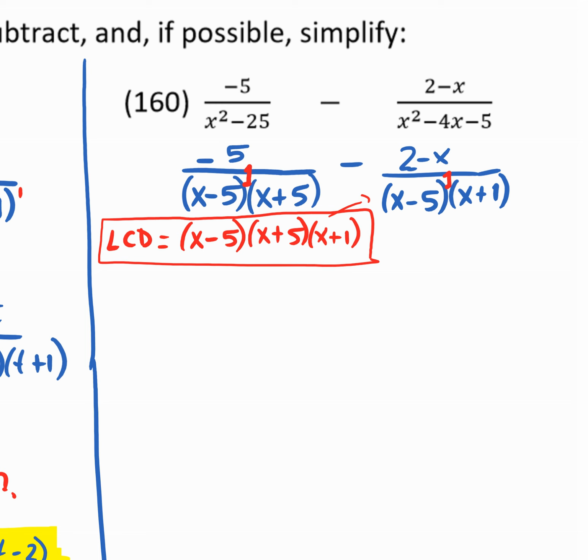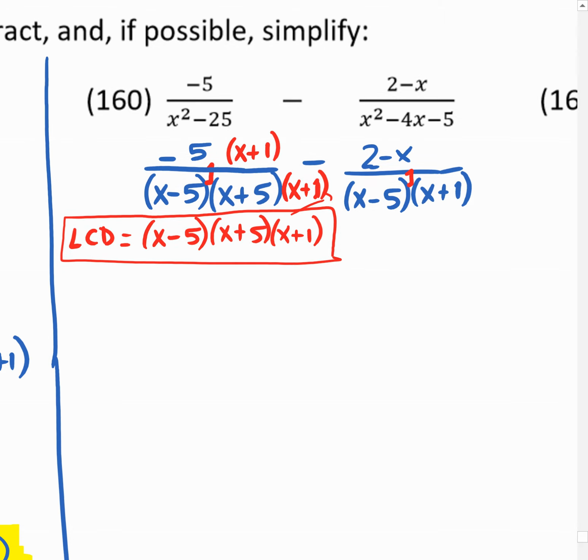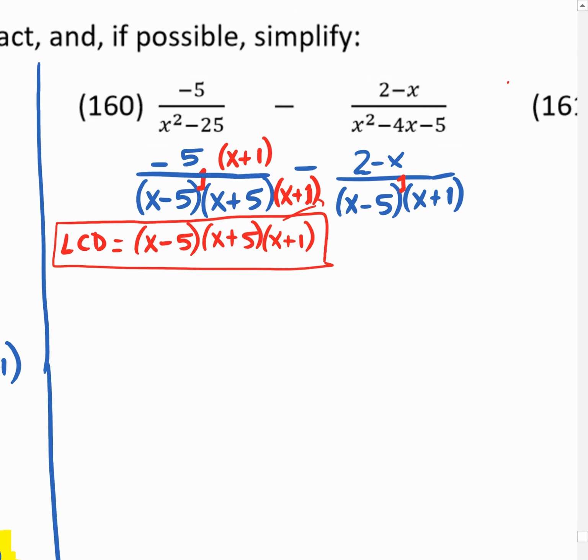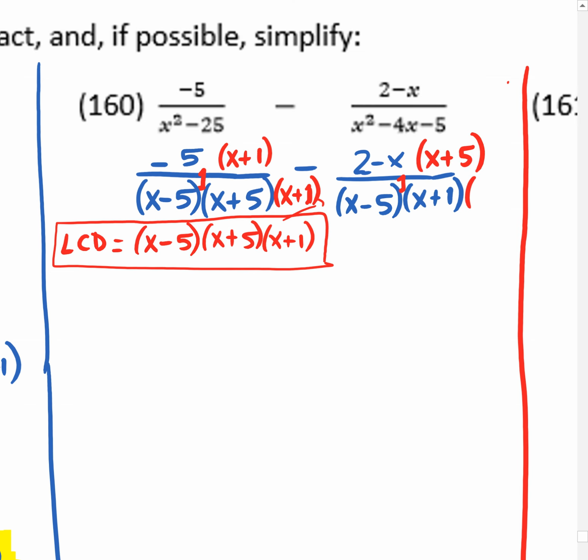Now that I see the LCD is x minus 5, x plus 5, x plus 1, I want to make sure that both rational expressions have that denominator. So looking at the leftmost one, I notice that what its denominator is missing from the LCD is the x plus 1. So I'll multiply it numerator and denominator by x plus 1. And then the second rational expression has the x minus 5 and the x plus 1, but it's missing the x plus 5 from the LCD. So I better multiply it top and bottom by that.